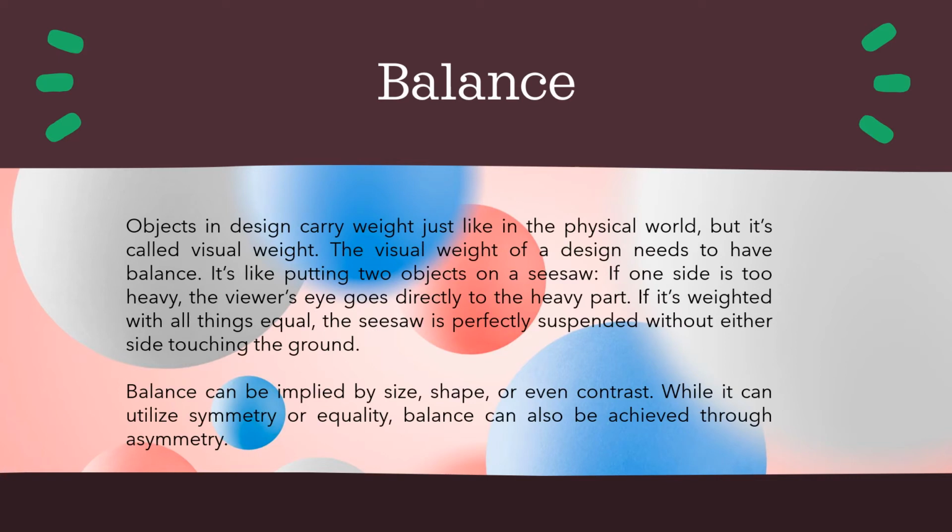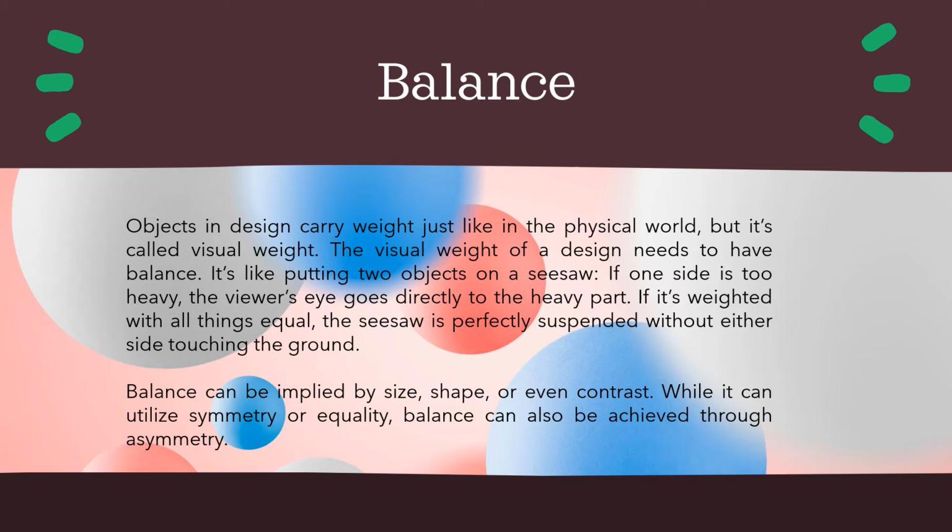Balance. Objects in design carry weight just like in the physical world, but it's called visual weight. The visual weight of a design needs to have balance. It's like putting two objects on a seesaw. If one side is too heavy, the viewer's eye goes directly to the heavy part. If it's weighted with all things equal, the seesaw is perfectly suspended without either side touching the ground.